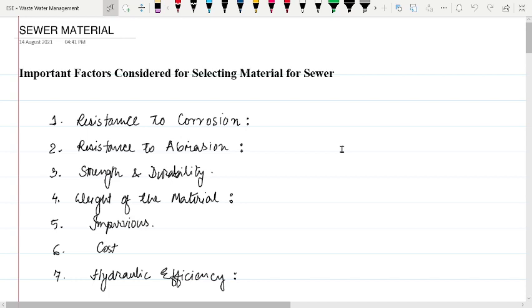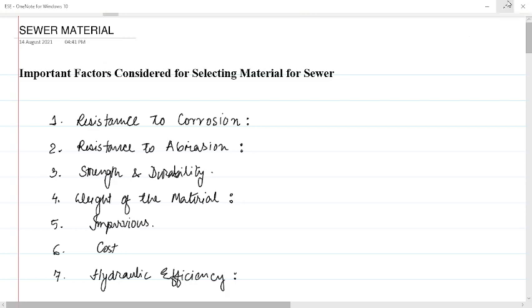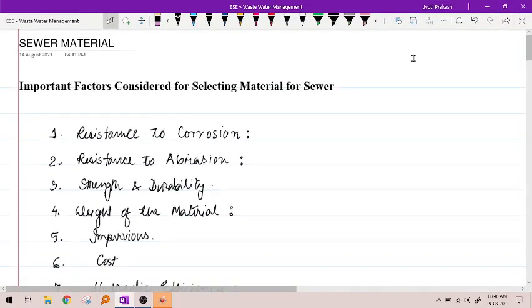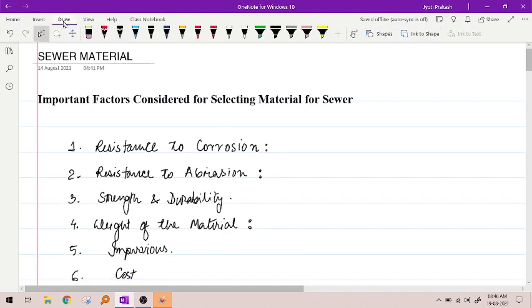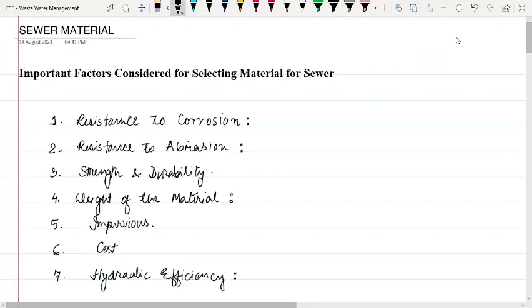Next, we are considering the weight of the material. If the material is very heavy, it will be our problem, because we cannot properly handle heavy material. That is why we consider that the sewer pipe must be of less weight.